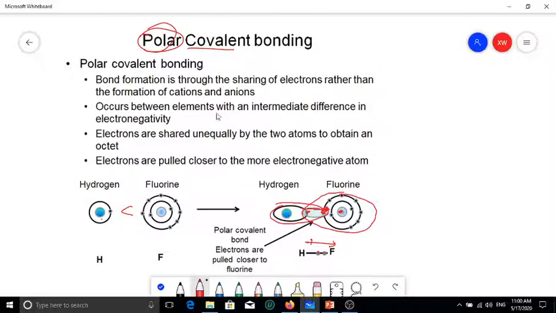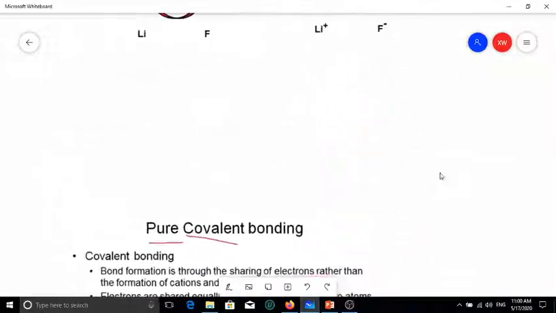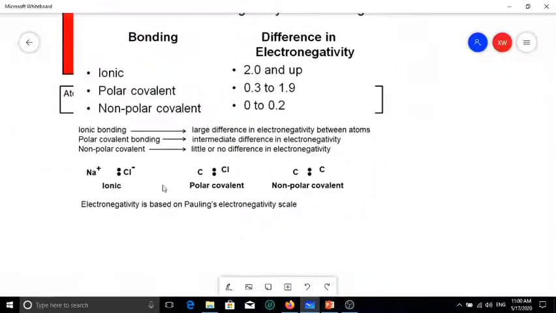As a matter of fact, in organic chemistry, most of the bonds are polar covalent bonds. So we're talking about millions of compounds. Most of the compounds, or pretty much all of the compounds, are formed by these types of bonds: ionic bond, covalent bond, and polar covalent bond and non-polar covalent bond.